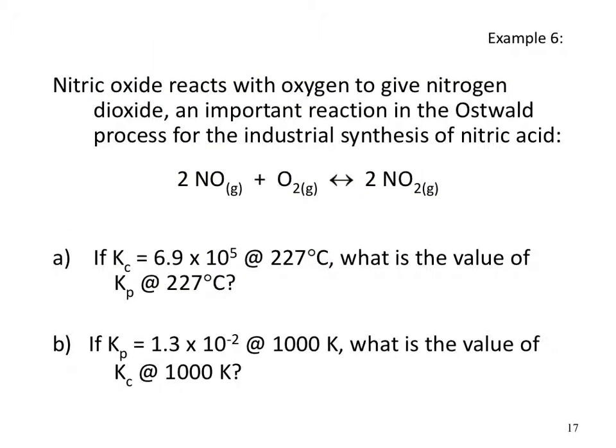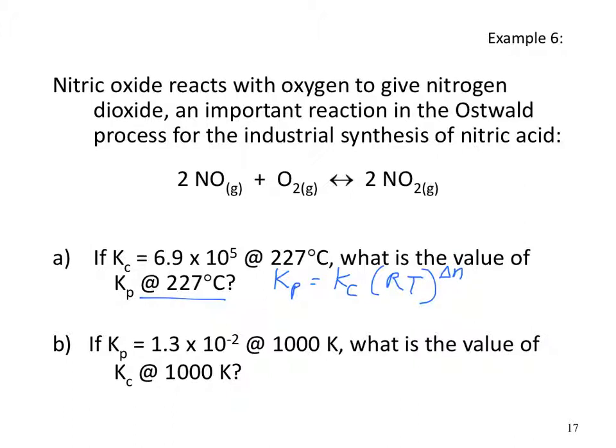Okay, let's take a look at another one. The question is, nitric oxide reacts with oxygen to give nitrogen dioxide. Important reaction in the Ostwald process of nitric acid. So you're given Kc, and you have to determine Kp at 227. So it's a pretty straightforward question. You know the relationship that Kp is equal to Kc RT raised to the power of delta N.